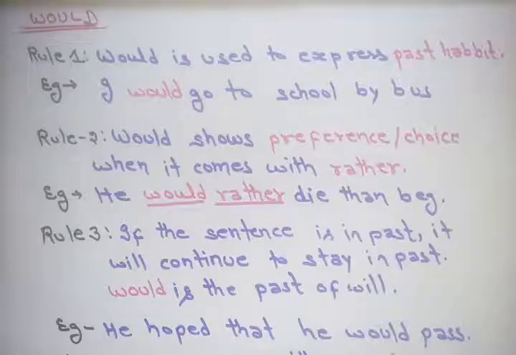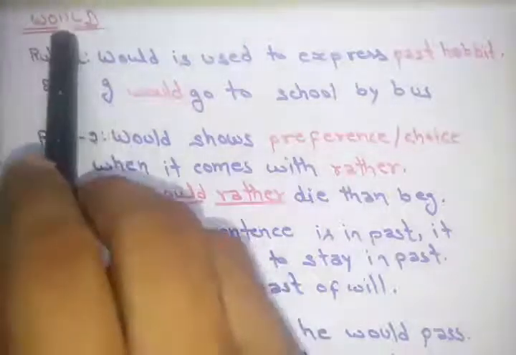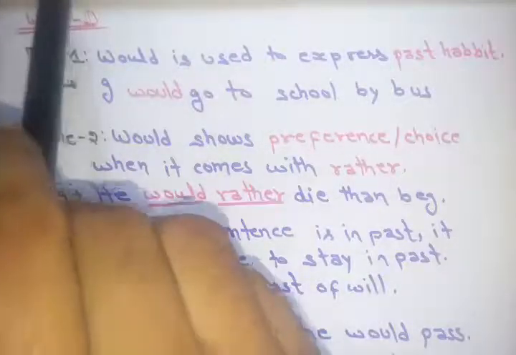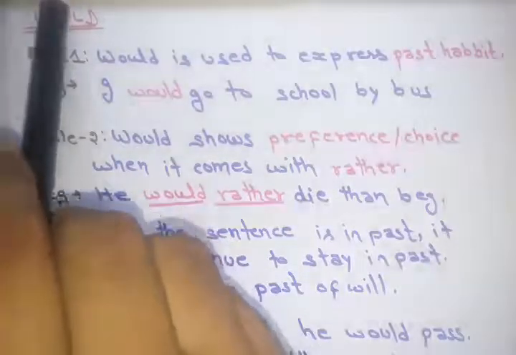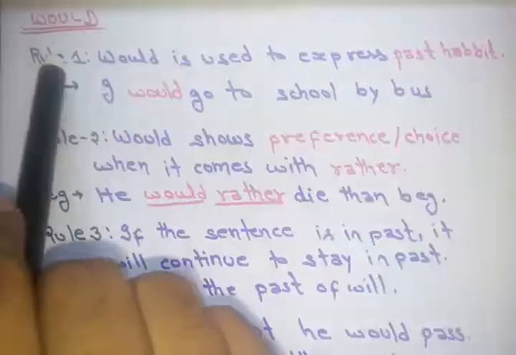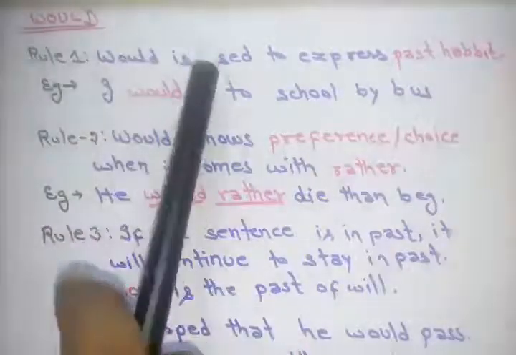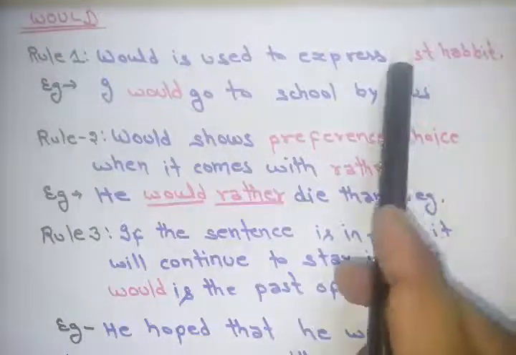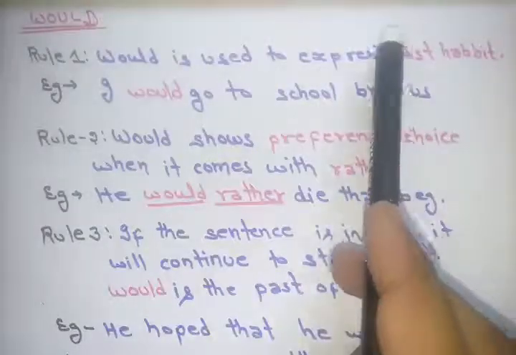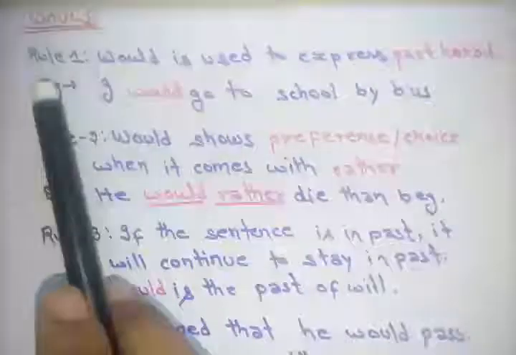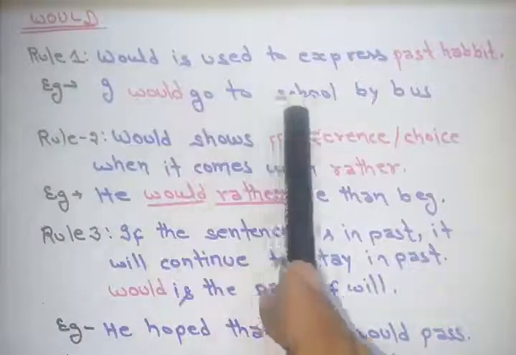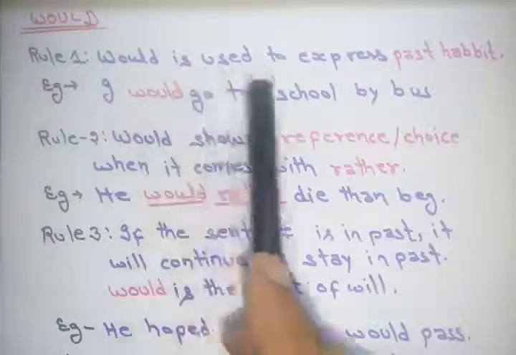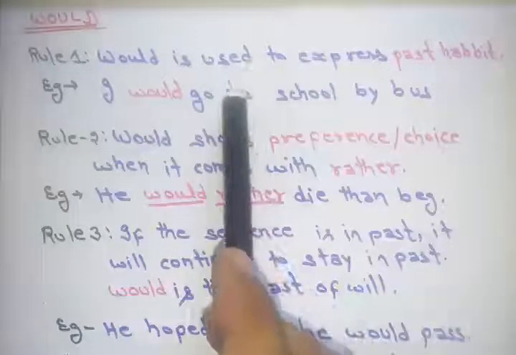So today we will discuss "would". What is "would" and the uses of "would"? "Would" is a modal, and its rule number one is that "would" is used to express past habit. So it shows the past habits. For example, I would go to school by bus. So "would" here shows the past habit of a student.